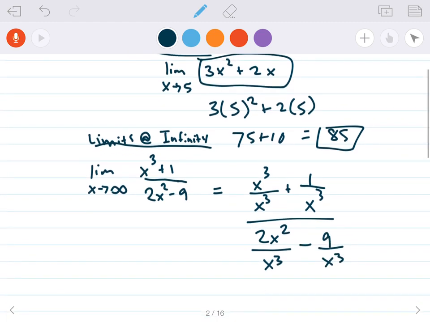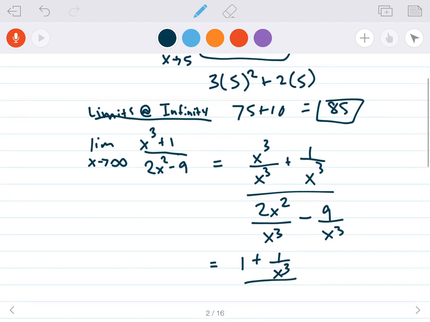So let's go ahead and do this. We got 1 plus 1 over x to the third over 2 over x minus 9 over x. Then we plugged in infinity to see what would happen as x gets close to infinity. So we already employed these two strategies. Now, the next thing we're going to talk about is how to use factoring and multiplying by the conjugate to simplify these limits.